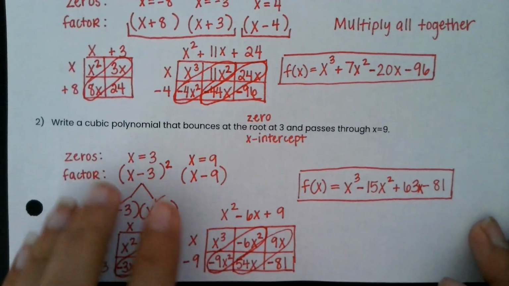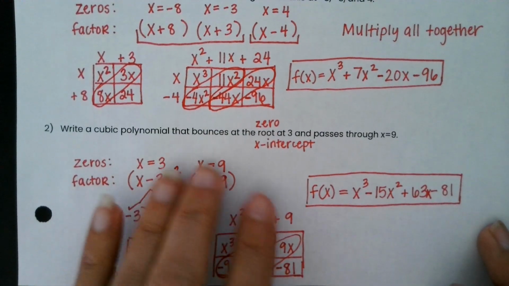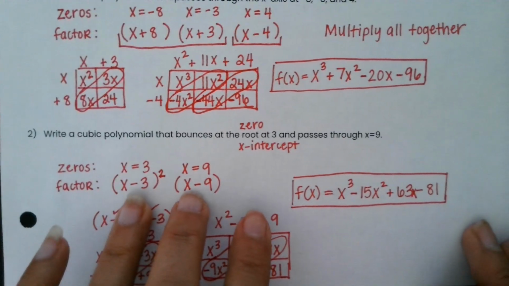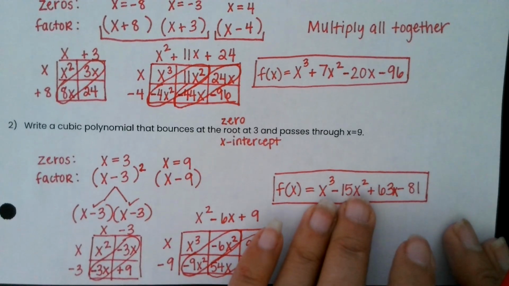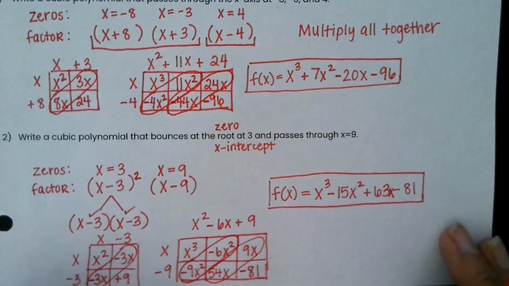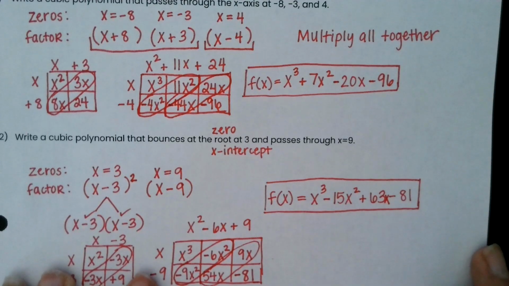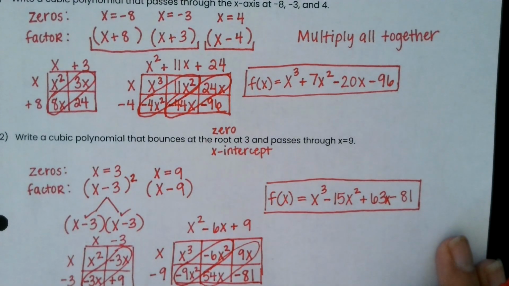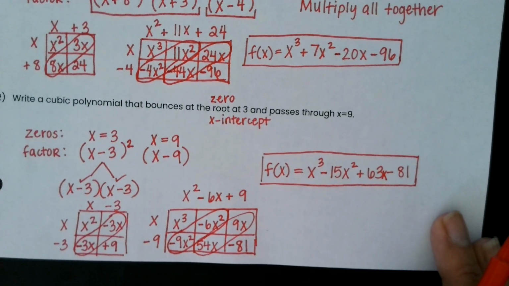So now we're doing it backwards. We're starting with the zeros, we're turning it into factors, and then putting it back together to get the equation. That's how we've done it. So like gluing it together. Yeah, we're building the equation.